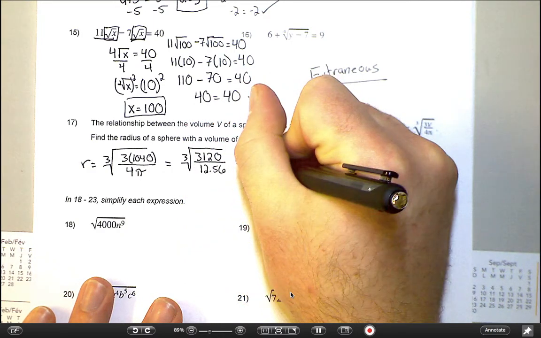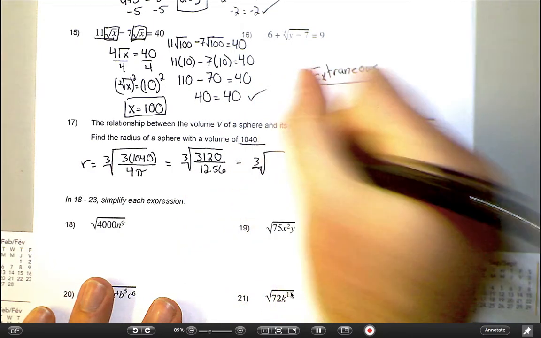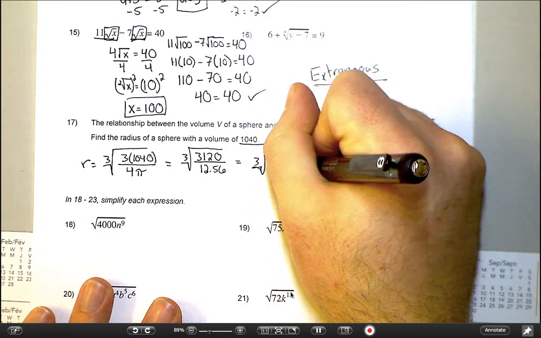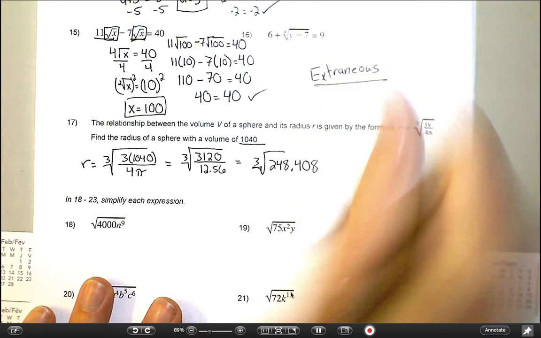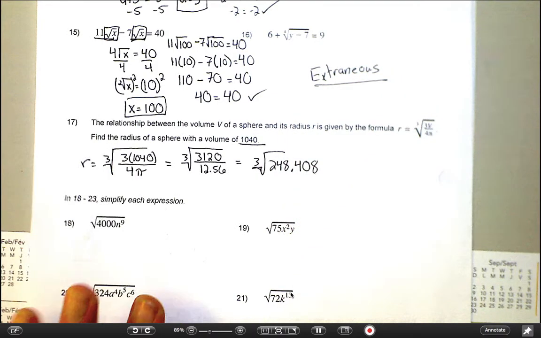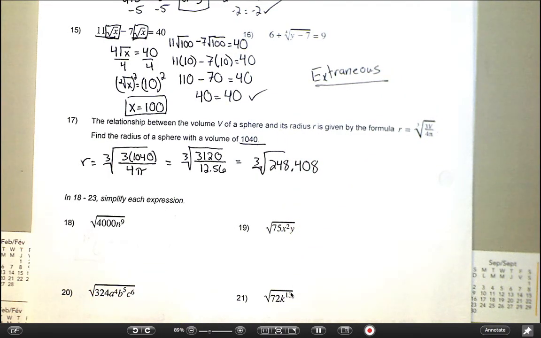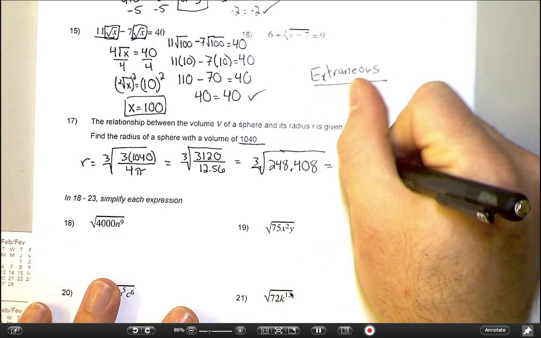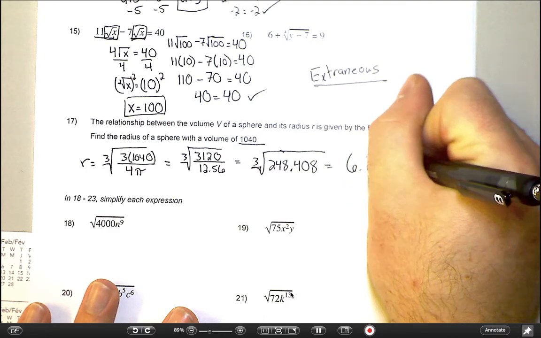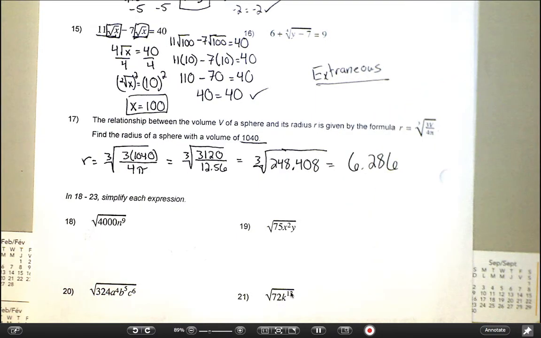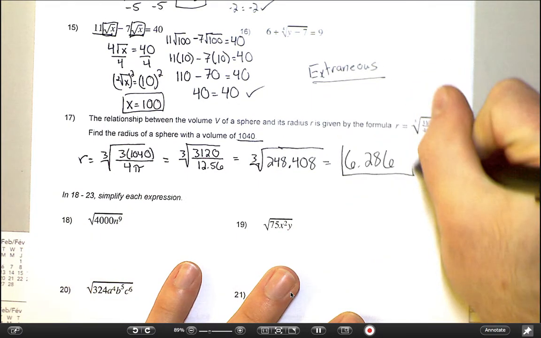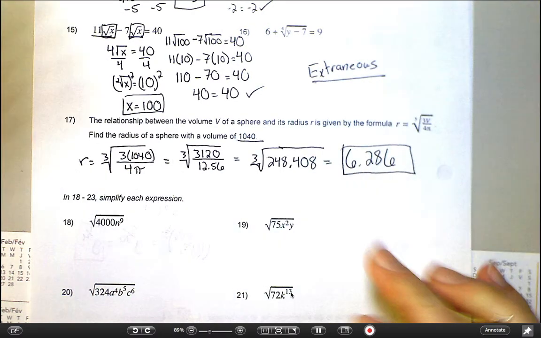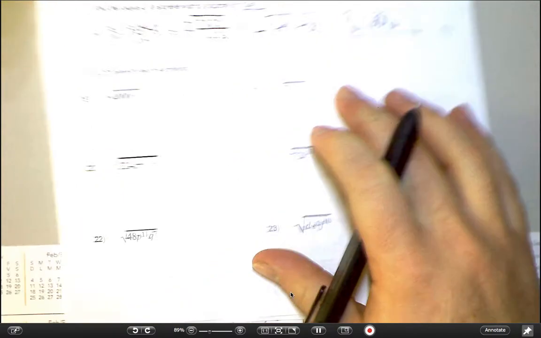If we go ahead and divide that out, I'm still all inside the root here, which is 248.408. And all of these numbers are just coming from your calculator. I've just already done them, so I don't need to type them in again. Okay, the cube root of that number, when you type it out into your calculator, is going to give you 6.286 if we round that off. So this here is our answer for our radius. Okay, and again, there'll be a very similar one to that on your test as well.